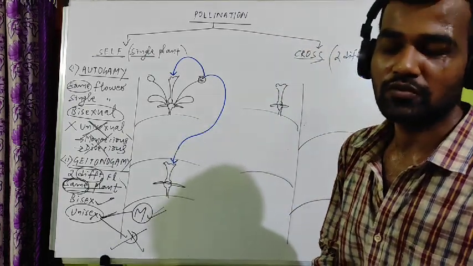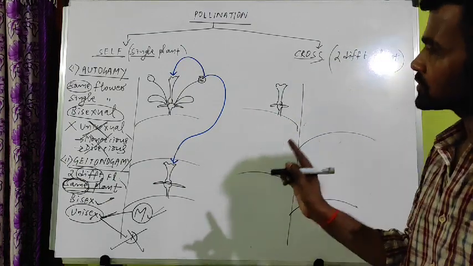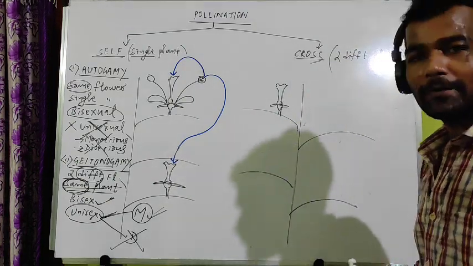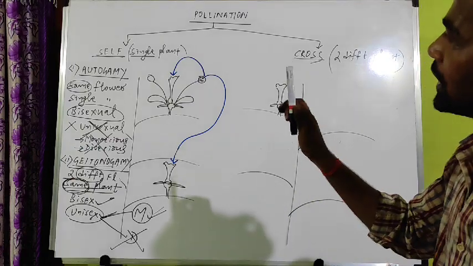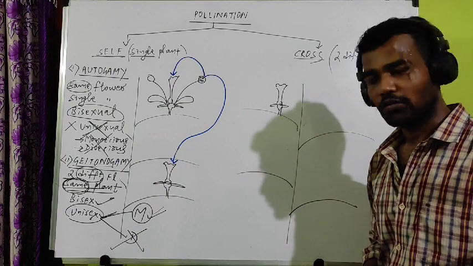Dioecious cannot show because dioecious means two separate plants. It is present in two separate plants. So dioecious plant cannot show geitonogamy. Clear? So this is all about your self-pollination. Two types of self-pollination complete, autogamy and geitonogamy.